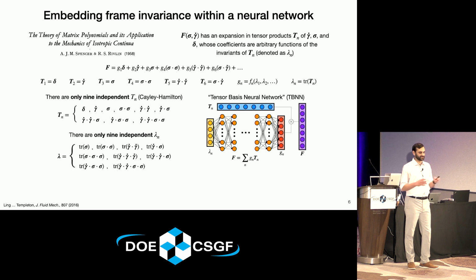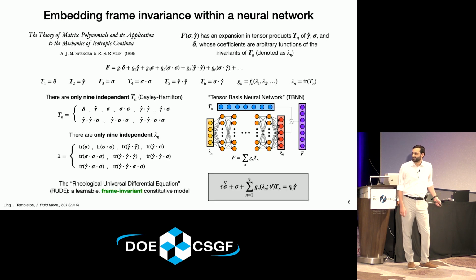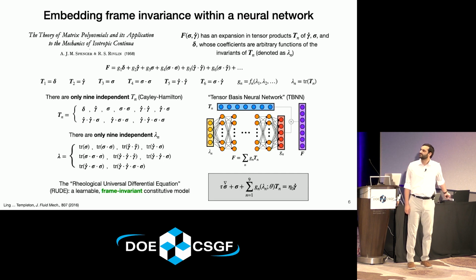And out of that, we get a fully general but learnable and frame invariant neural network that we can stick into our constitutive model. And now, finally, we have a full three-dimensional continuous time learnable and frame invariant constitutive equation, which we call the rheological universal differential equation, or RUDE.